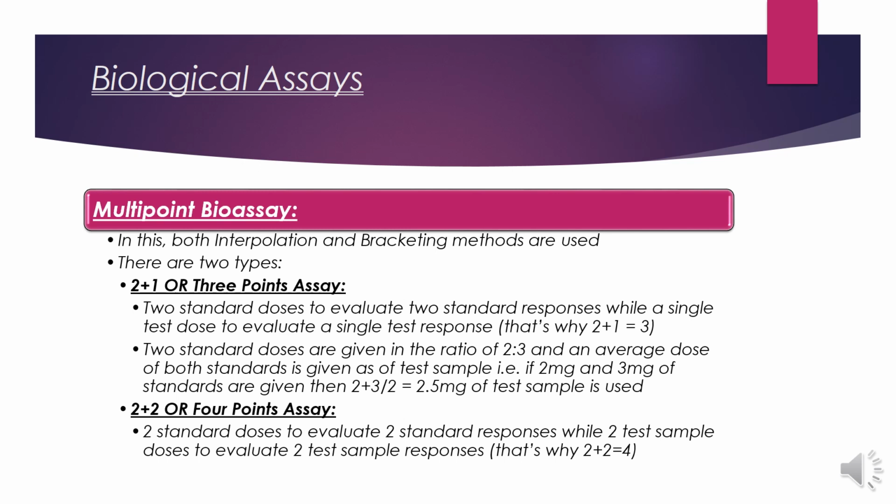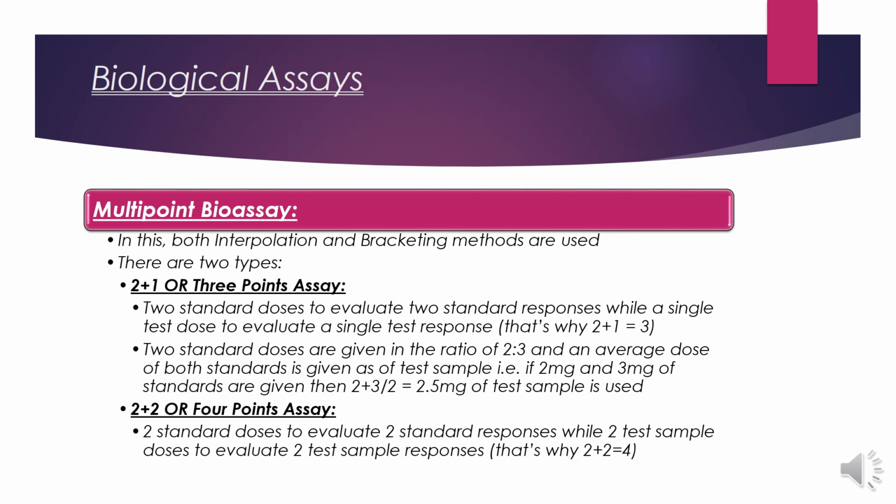So basically the two doses are given in a 2 to 3 ratio. If two parts are given in standard 1 or S1, then three parts of the dose are available in the second standard dose, whereas the middle, or we can say the average of both doses, is taken as a test dose. That single test dose that is tested and checked is actually in between, or the average of, the both standard doses that are being used for comparison.